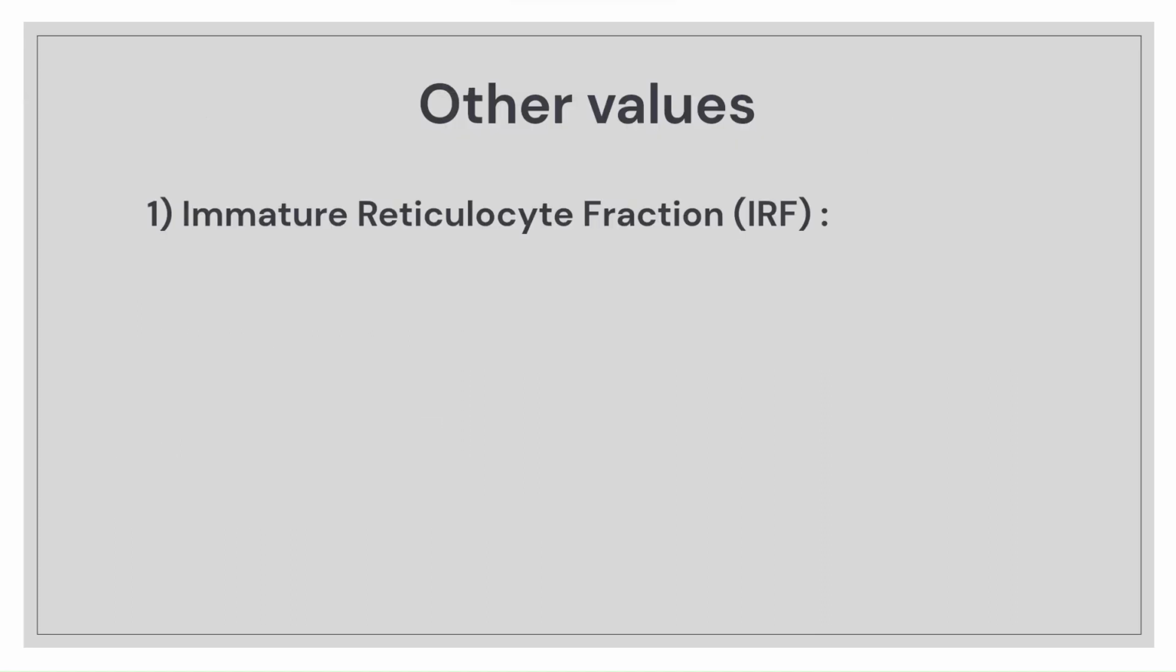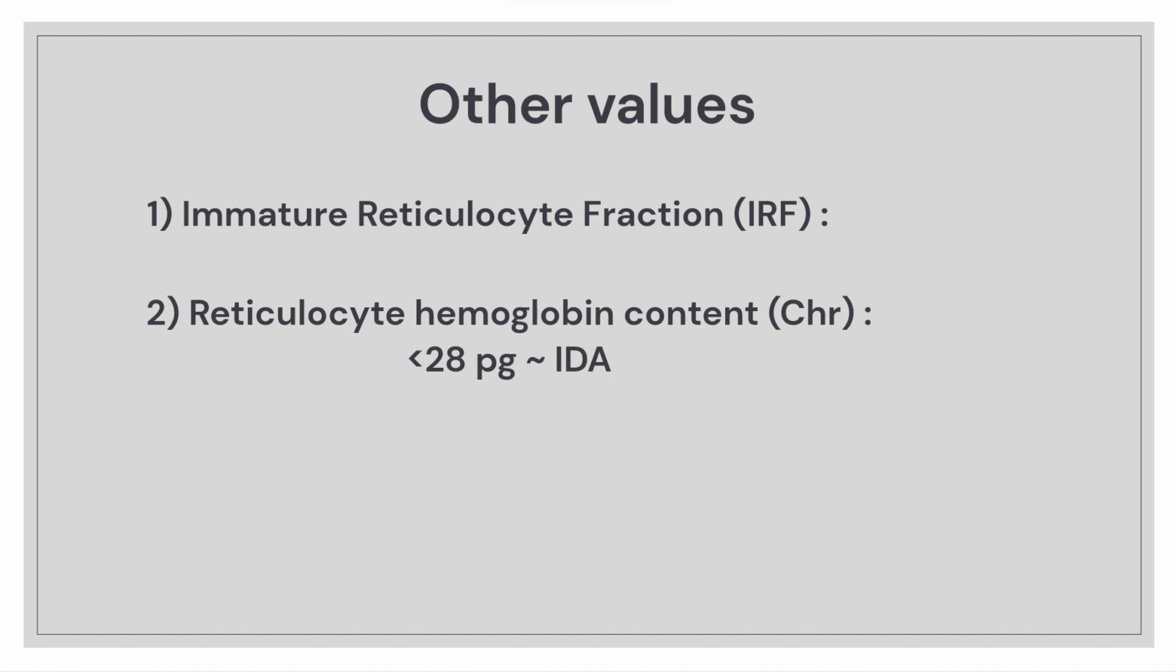Other values related to reticulocytes are the immature reticulocyte fraction. This is the value of immature reticulocytes measured as a ratio of immature reticulocytes to the total amount of reticulocytes. And second is reticulocyte hemoglobin content, CHr. This is a useful indirect measure of iron deficiency anemia. It measures the amount of iron available in the bone marrow that can be used by reticulocytes for the production of hemoglobin. Multiple studies have shown that CHr of less than 28 picograms is a good predictor for iron deficiency anemia.